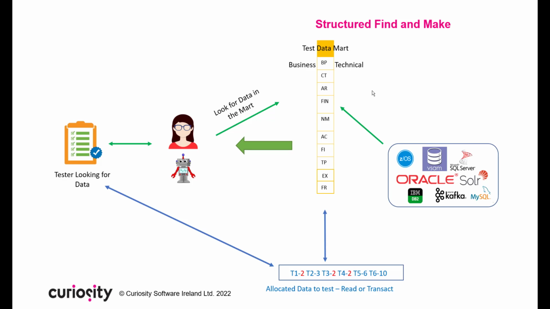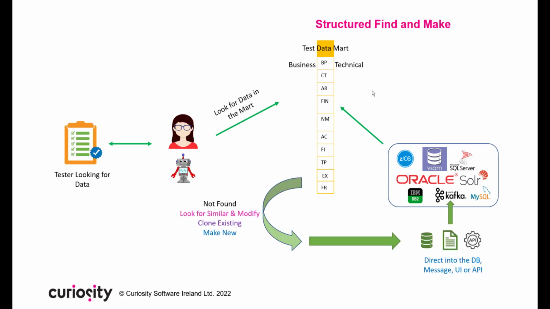You can see here that tests 1, 3, and 4 are actually using account number 2. We're only interested in that from the point of view of reading the data. We are not going to be transacting against key ID number 2. Now, if you can't find any data, this is where it gets interesting.